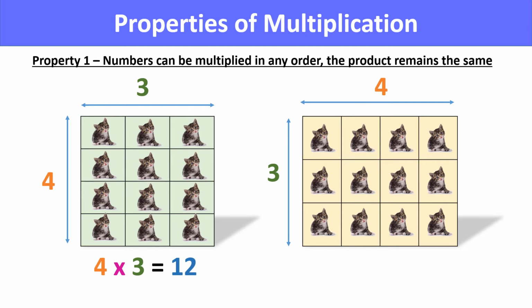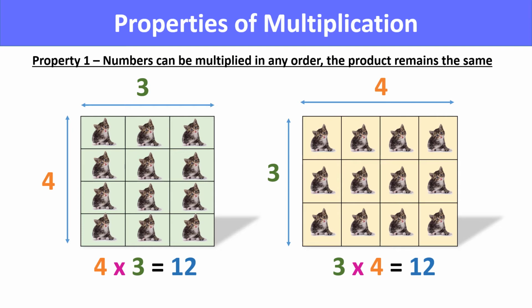In the first picture there are 4 rows, but in the second picture there are 3 rows. In the first picture there are 3 columns, but in the second picture there are 4 columns, right? So how do we write it here? We will write it 3 multiplied by 4. Now we are doing 3 multiplied by 4. So 3 fours are 12. The answer is the same again.